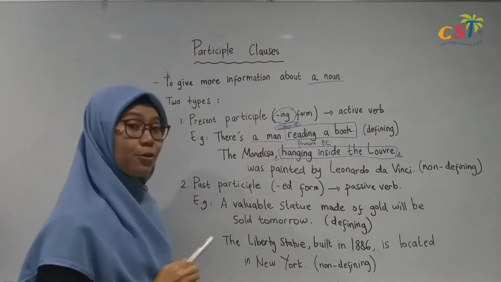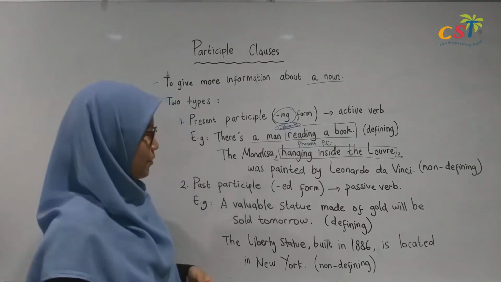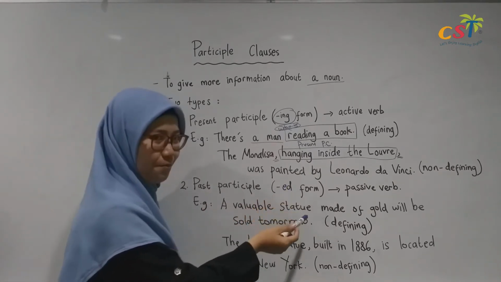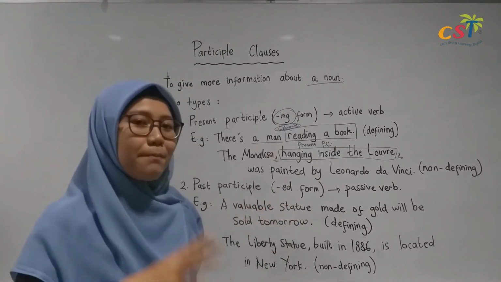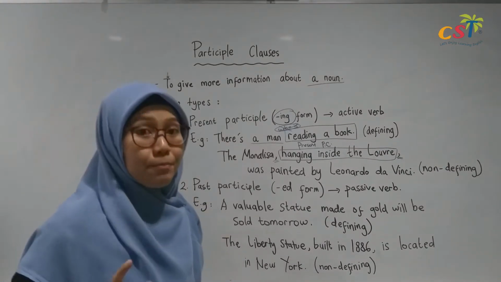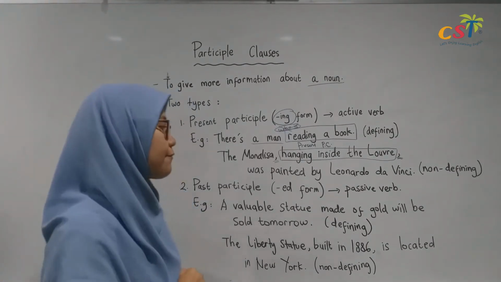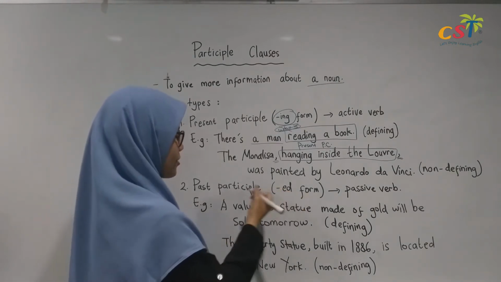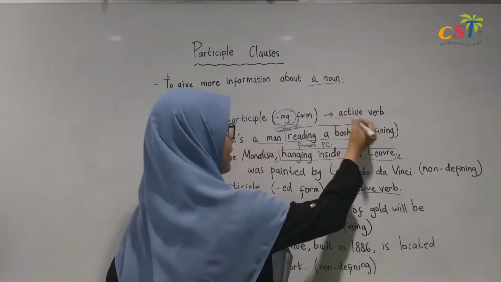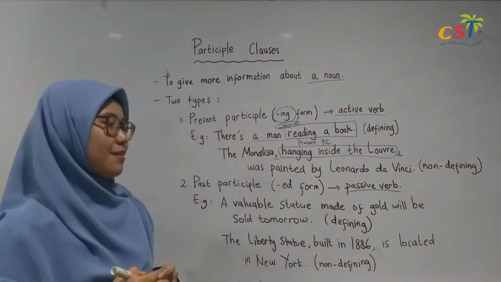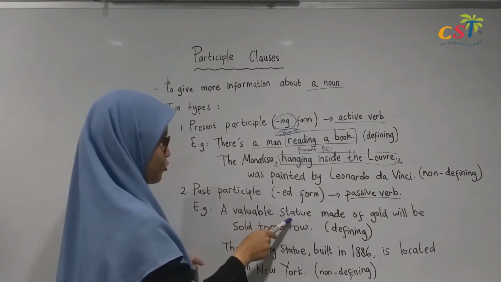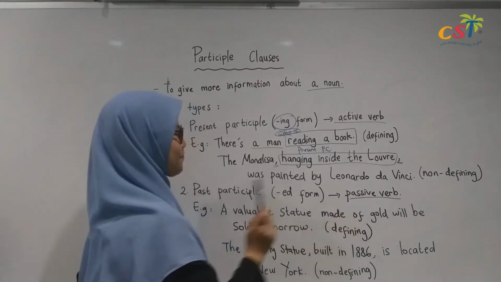Now, how about the past participle? For the past participle, we use the ed form. It means we use the past form, the verb 2 or verb 3 of the verb. In here, because it replaces the passive verb, not the active verb. Take a look at the example: a valuable statue made of gold.